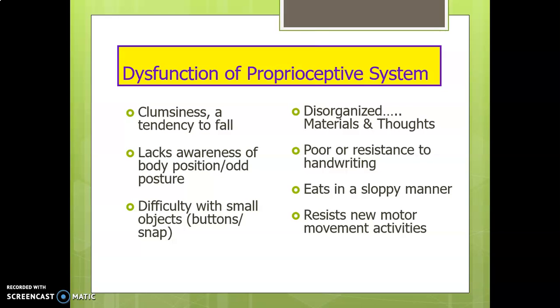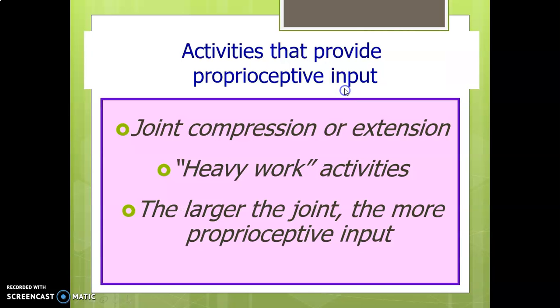Dysfunction of the proprioceptive system: clumsiness, a tendency to fall. It will lead to disorganized materials and thoughts. A lack of awareness of the body position and odd posture may be the resultant problem. Difficulty with small objects, buttons, snaps. Disorganized materials and thoughts, poor or resistance to handwriting, eats in a sloppy manner, resists new motor movement activities.